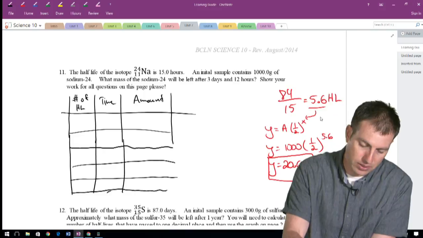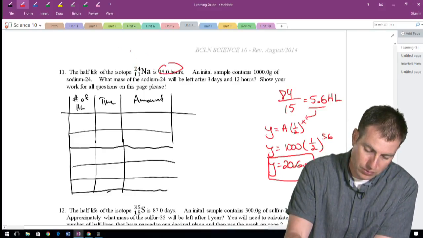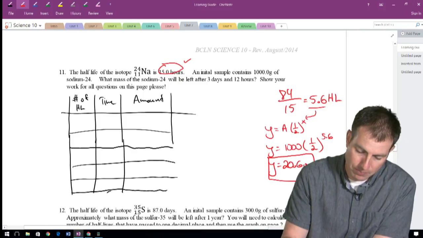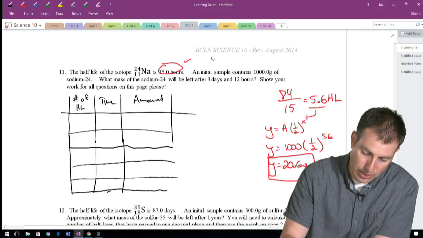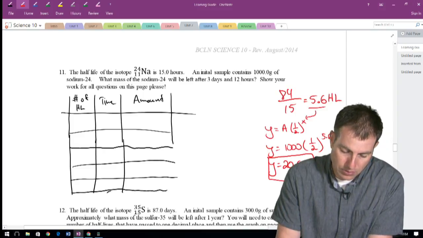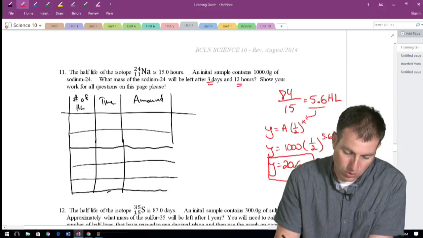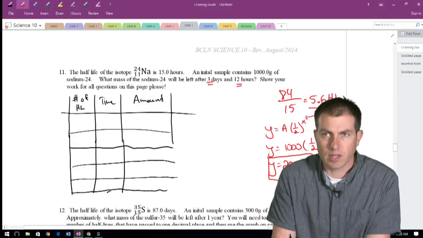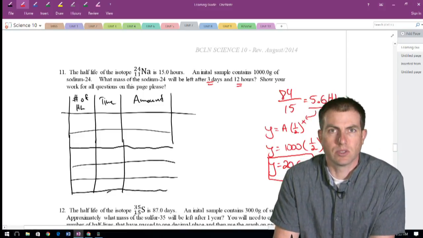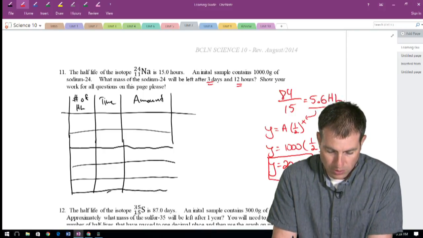So the fact that it tells you the isotope isn't extremely important. The half-life is 15 hours. We're going to need that. Our initial mass is 1,000 grams. We're going to need that. And it's asking for the sodium that would be left after 3 days and 12 hours. So this isn't just a question where you can jump into things and start dividing and see where you end up.